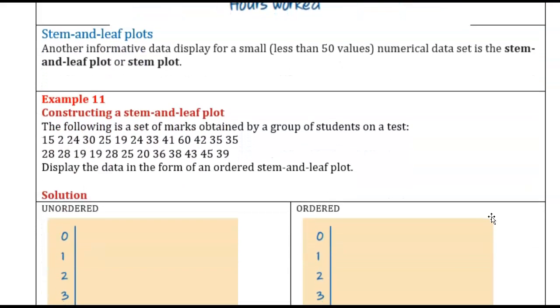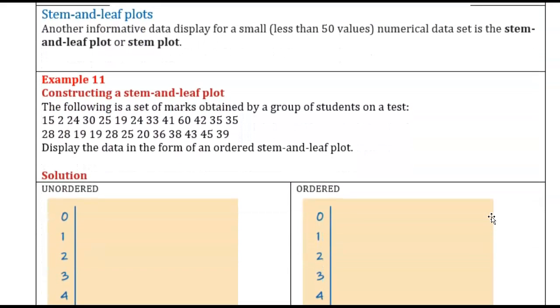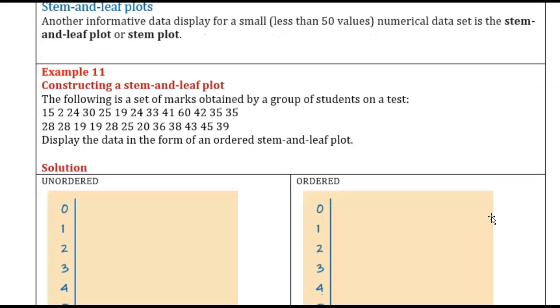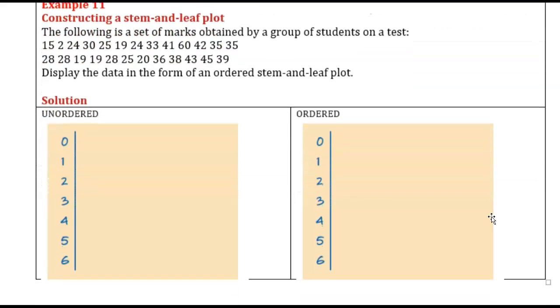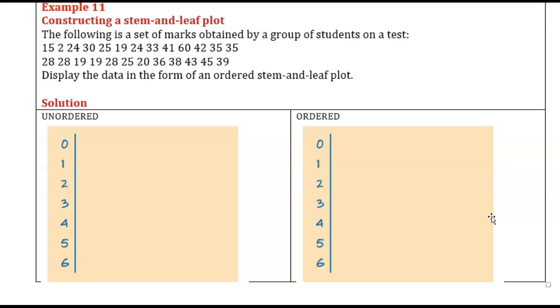All right, stem and leaf plots. Another way of displaying very small data is a stem and leaf plot. We don't want to have too many values because it just makes things too hard to interpret. Even 50 values would be a lot. You'd probably use a histogram, but in this case we're just focusing on dot plots and stem and leaf plots. So for this one we're going to construct a stem and leaf plot.